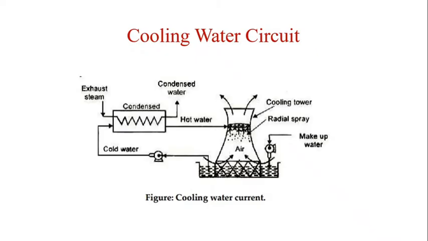The last circuit is the cooling water circuit. The cooling water supply to the condenser helps in maintaining a low pressure in it. The water may be taken from a natural source such as a river or lake, or the same water may be cooled and circulated over again. In the latter case, the cooling arrangement is made through the spray pond or cooling towers.